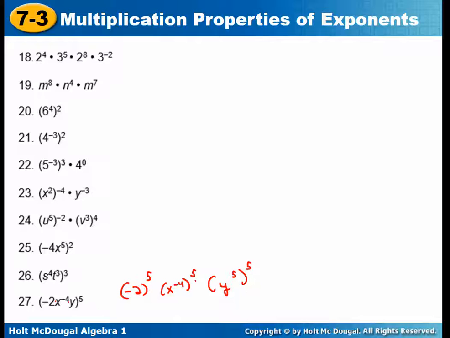Also, it's fine if you want to do your work on notebook paper and then just type the answer in on the worksheet. I know that's tricky to show all of this. So negative 2 to the 5th. Let's see, that'd be negative 2 times negative 2 times negative 2, and so on. You can check this on your calculator, but I believe you get negative 32. Then we have x to the negative 4th to the 5th. The rule is when you raise a power to a power, you multiply. So I would get x to the negative 20th. And then I would have y, 5 times 5 is 25.